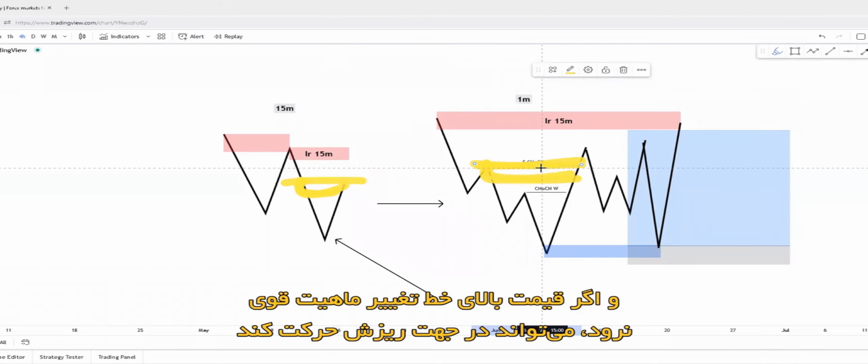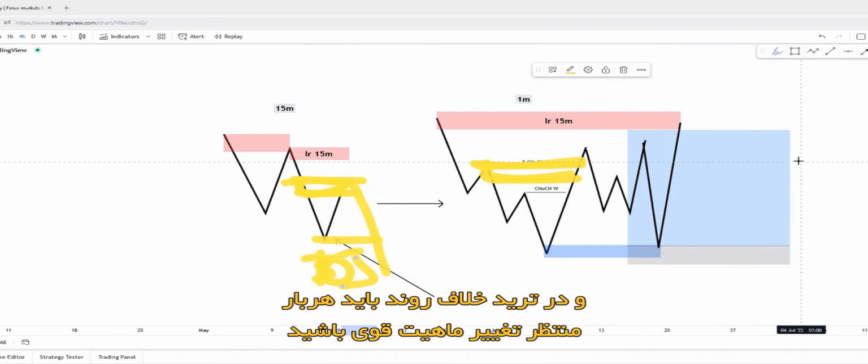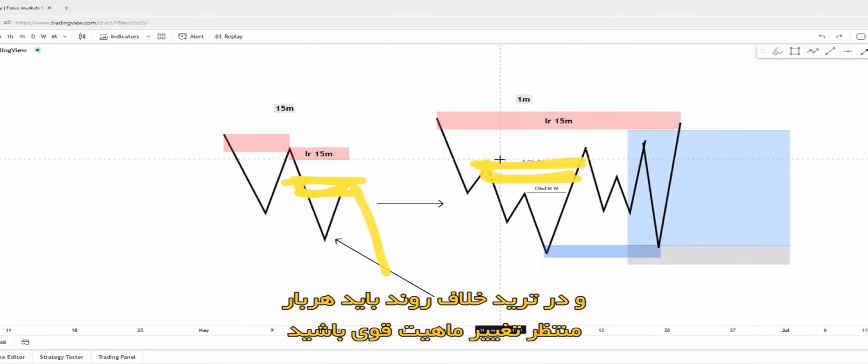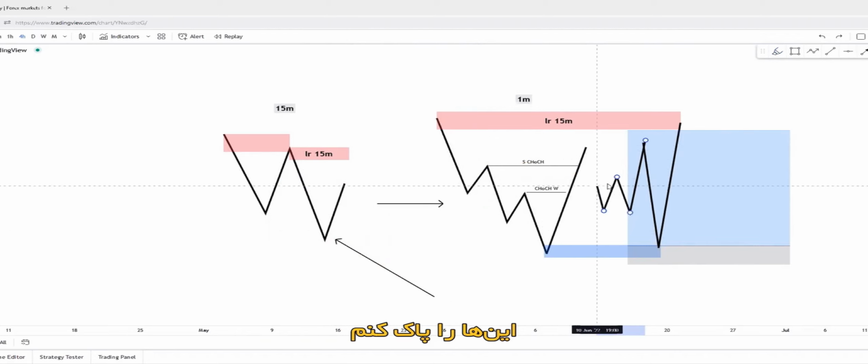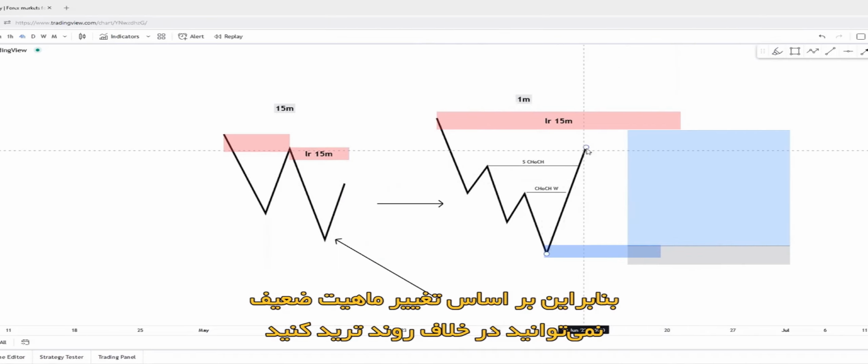And if price can break above the strong change of character line, the trend will continue to the downside. So more likely price will reverse on this supply and create the next 15-minute break of structure to the downside. So that's how you have to wait for a strong change of character in a counter trend trade every single time. So you can't just open a trade, sorry, let me just remove these things. So you can't just open a trade based on a weak change of character in a counter trend trade.